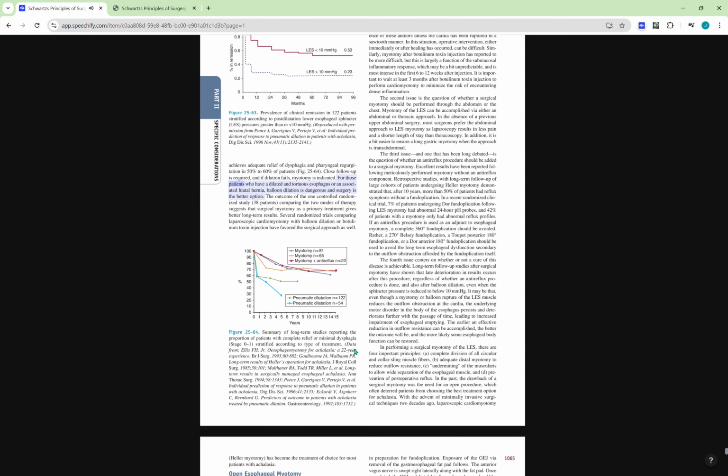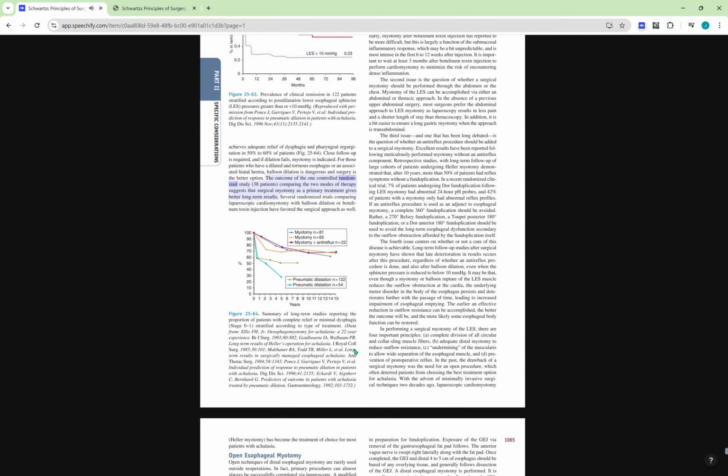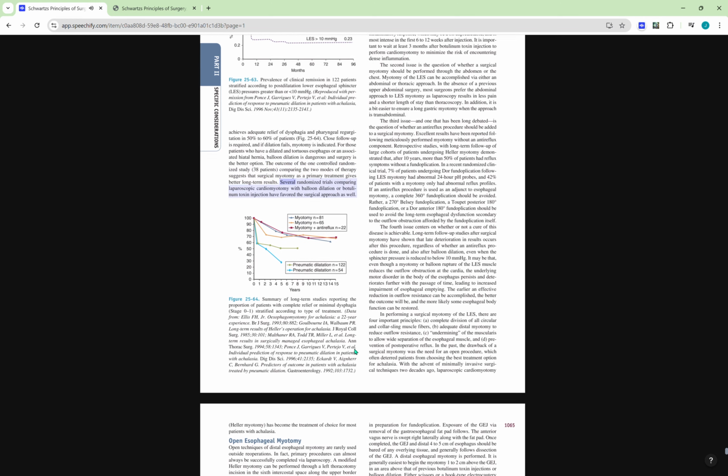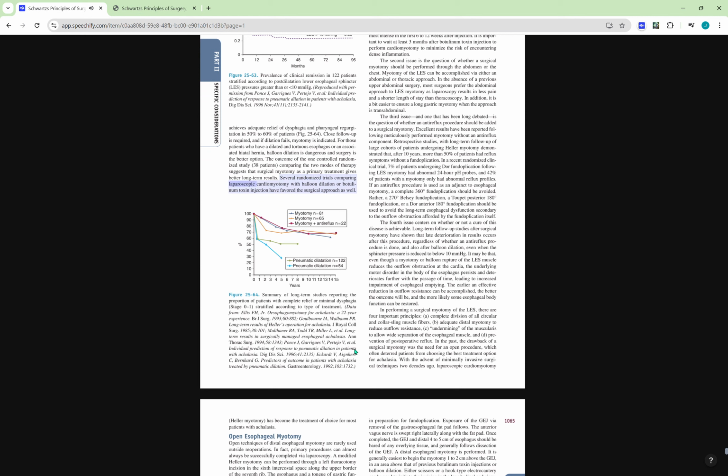For those patients who have a dilated and tortuous esophagus or an associated hiatal hernia, balloon dilation is dangerous and surgery is the better option. The outcome of the one controlled randomized study comparing the two modes of therapy suggests that surgical myotomy as a primary treatment gives better long-term results. Several randomized trials comparing laparoscopic cardiomyotomy with balloon dilation or botulinum toxin injection have favored the surgical approach as well.